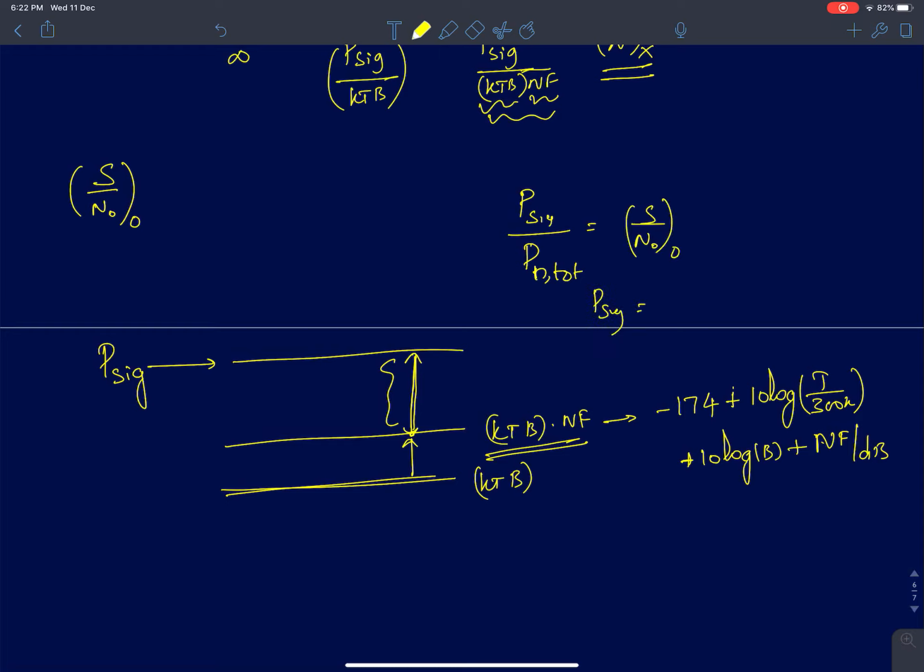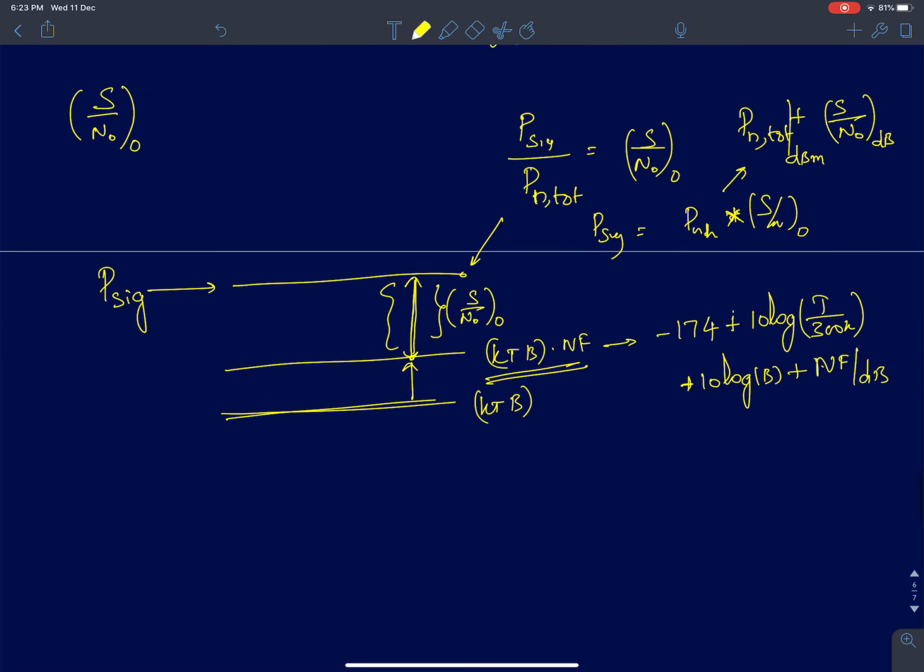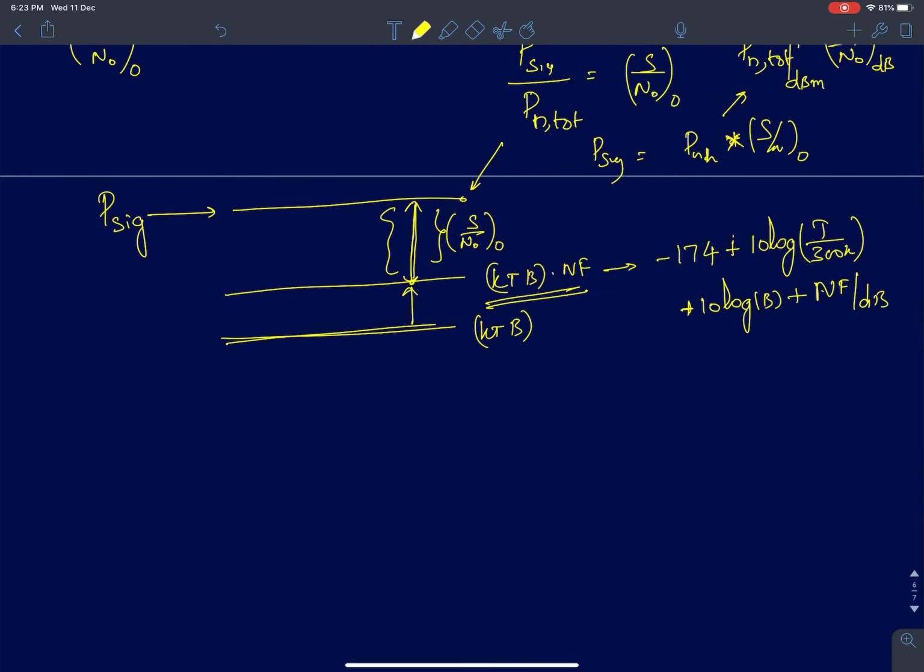Now that is simply equal to P noise total plus the signal to noise ratio at the output. If I take 10 log on both sides, it will simply add P noise total, which can be in dBm, plus the signal to noise ratio in dB. So if I add the signal to noise ratio at the output in dB, the level I get here will be the minimum signal that you can apply to this receiver.